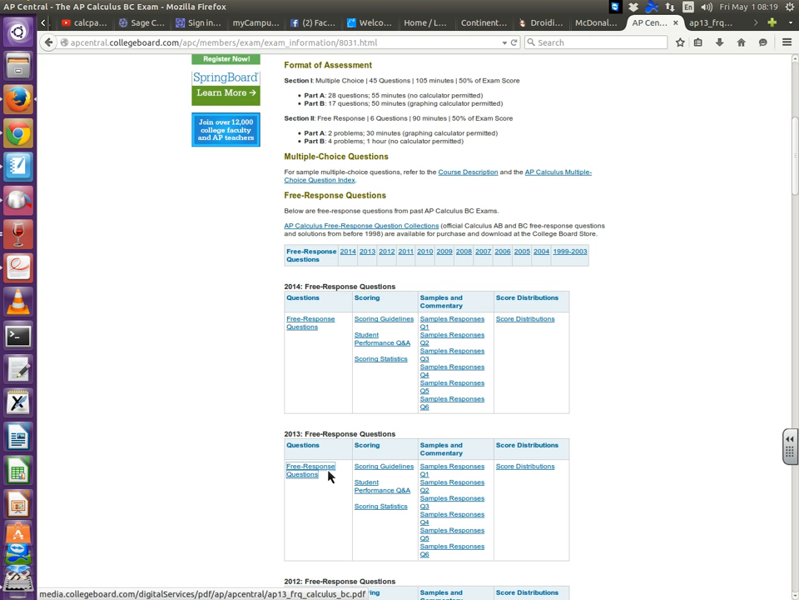Pi over 6? Oh yeah, we plugged in pi over 6, but there was a 2 theta. We plugged into 2 theta, so 2 times pi over 6 is pi over 3.